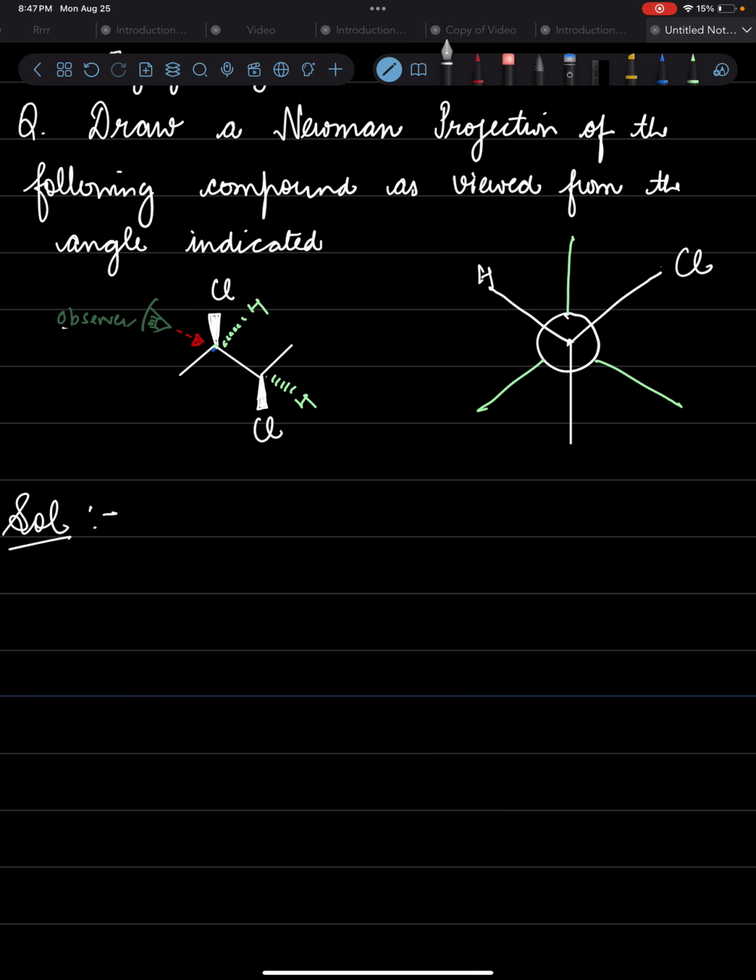On similar lines, if you look at the back carbon, chlorine is again coming out of the plane towards the observer, so on the right hand side of the observer, while hydrogen would be on the left hand side. So chlorine, hydrogen. So this is methyl and that's also methyl. This is how you convert the flying wedge to the Newman.